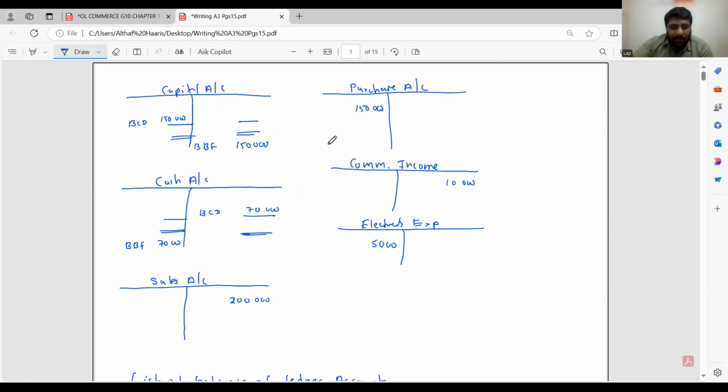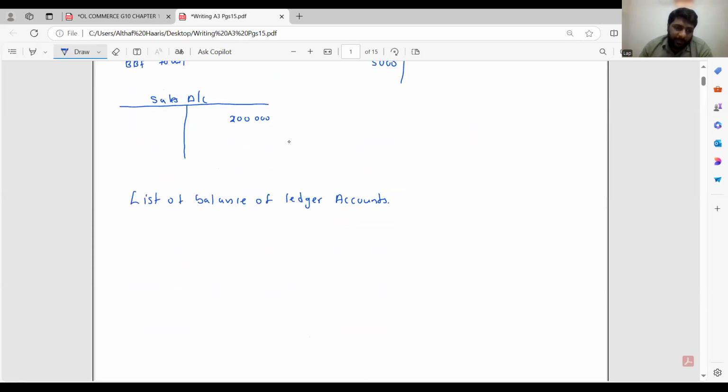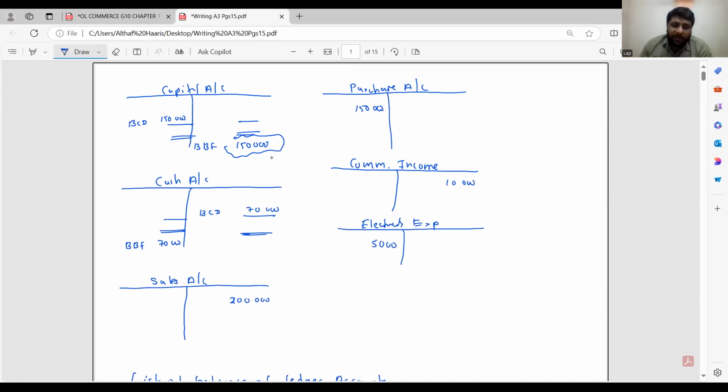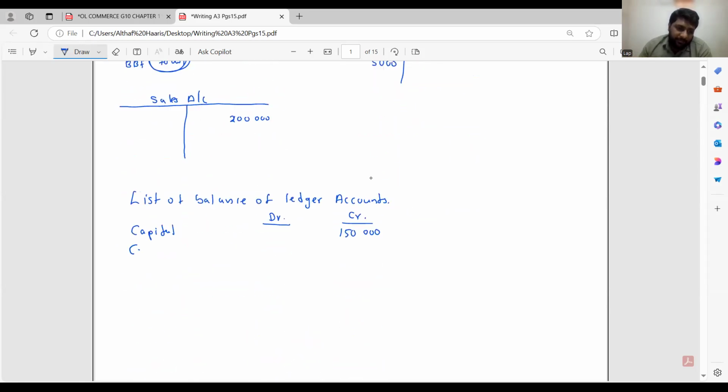Let me start with the first one. I have the capital. You check the BBF side, you always have to look at the BBF side. It's there in the credit side, 150,000. Here I'll write the debit values and here I'll write the credit values. Then the cash account: BBF is in the debit side, 70,000.